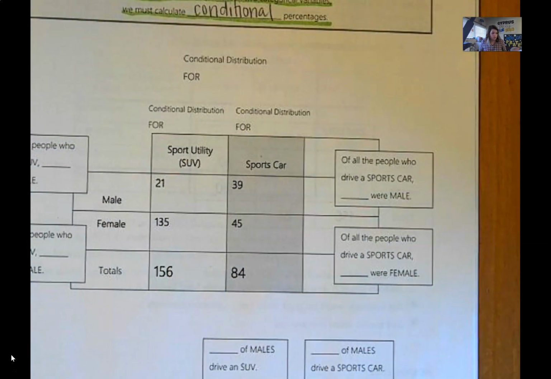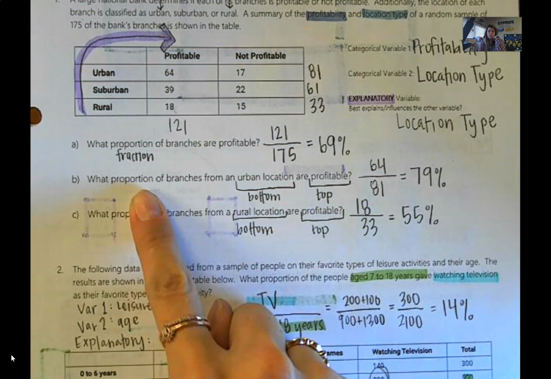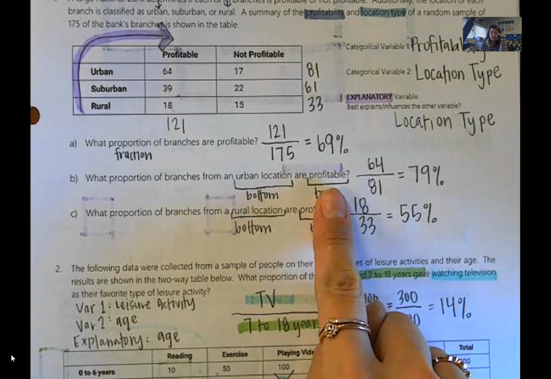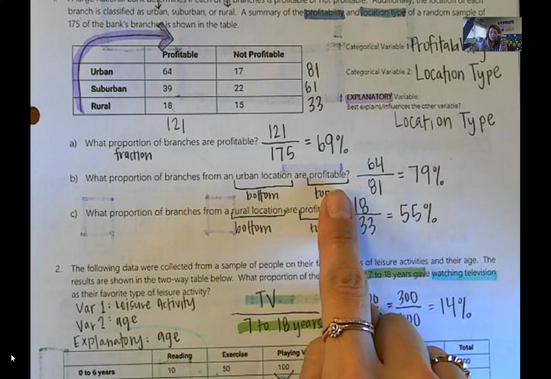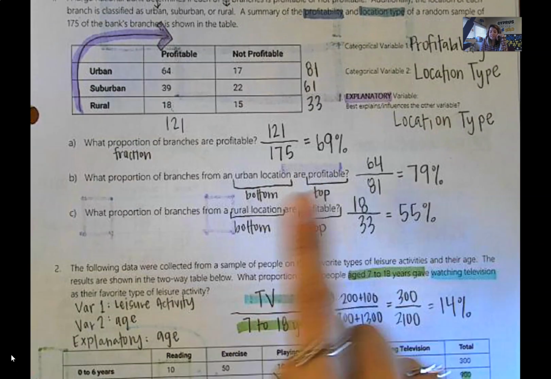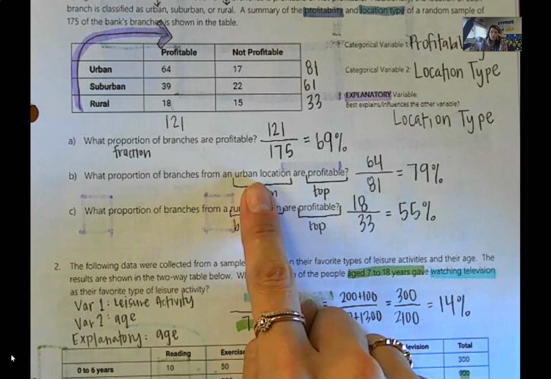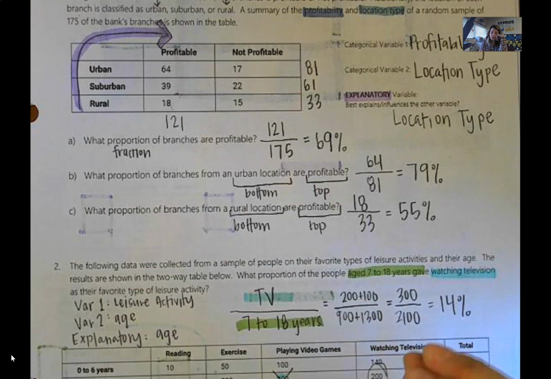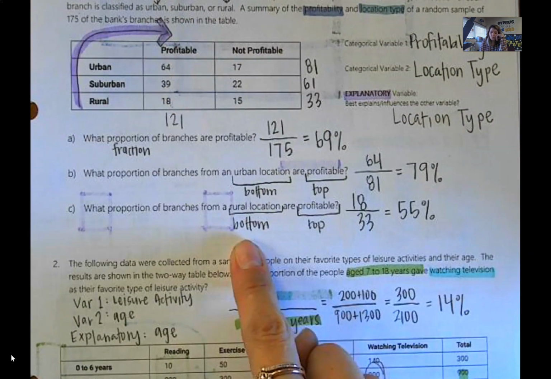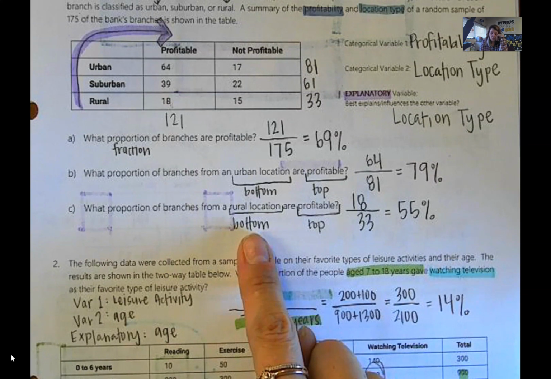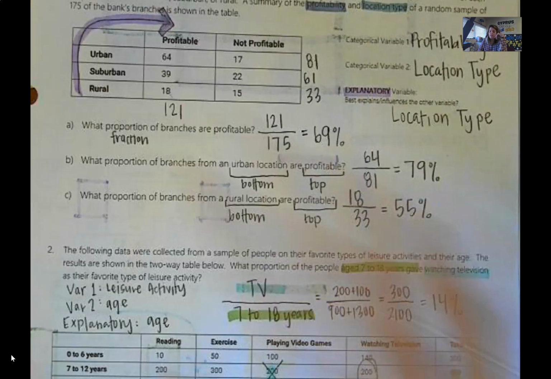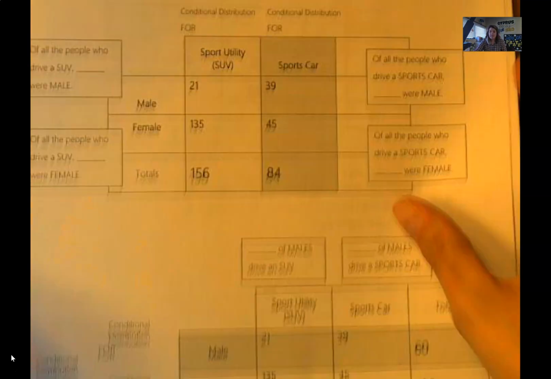So we are not using the total amount anymore, and we are very interested in the values inside the table. So just like the marginal distribution, we've actually already calculated some conditional percents. That was on the first page. 1B said, what proportion of branches from an urban location are profitable? This is a conditional percent. They want to know how many branches are profitable on the condition that they're from an urban location. So the condition is it has to be an urban location, and then we want to know how many are profitable. Same on part C. Our condition is that it's a rural location. So a conditional distribution is based off of the category total and not the table total.